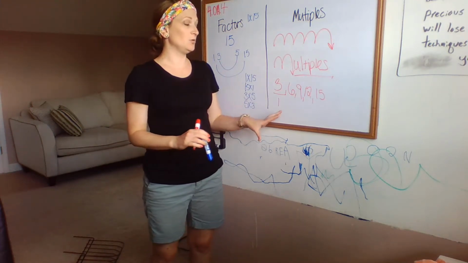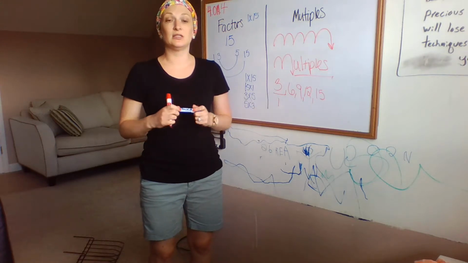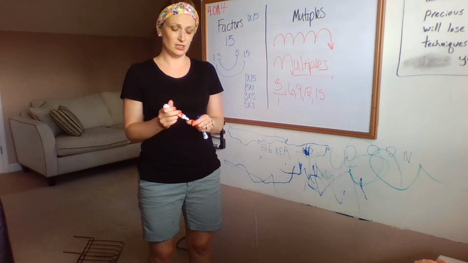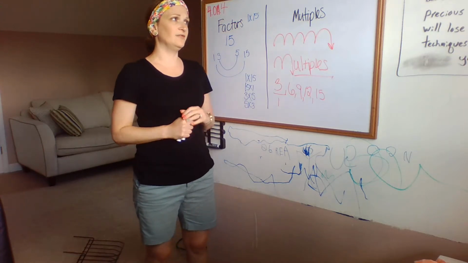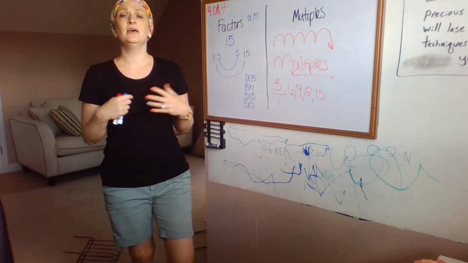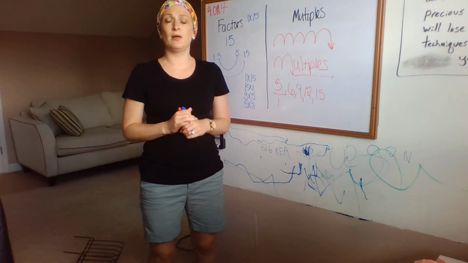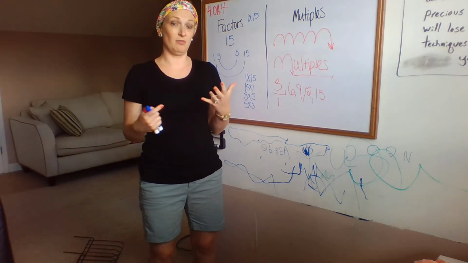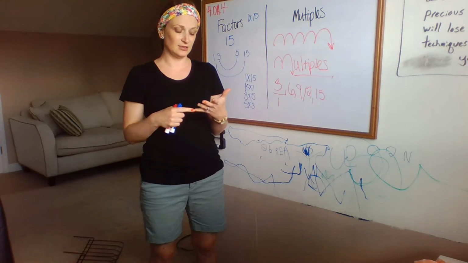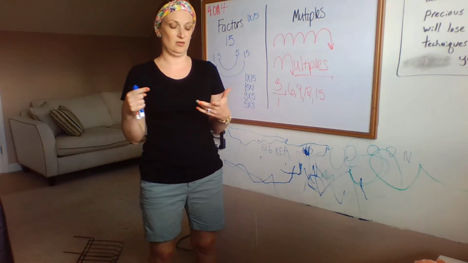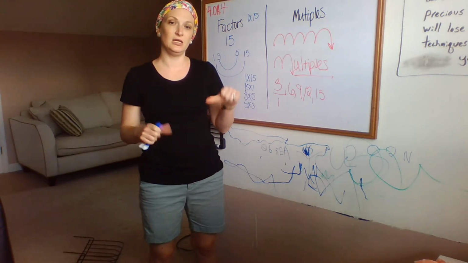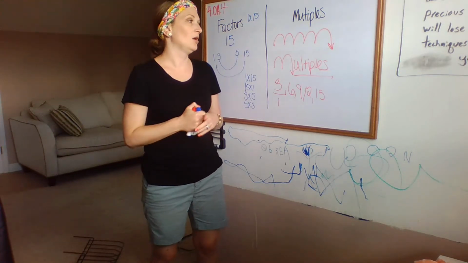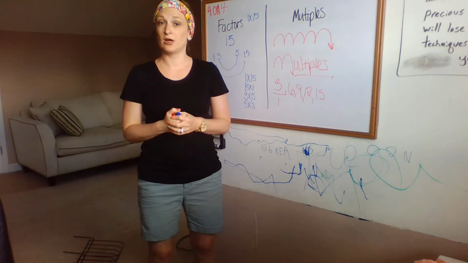So listing multiples is a strategy that students can use when they're not quite sure about a multiplication fact. So if they have 6 multiplied by 6, they can skip count by 6 six times. So we have 6, 12, 18, 24, 30, and 36. So just a strategy to help us.